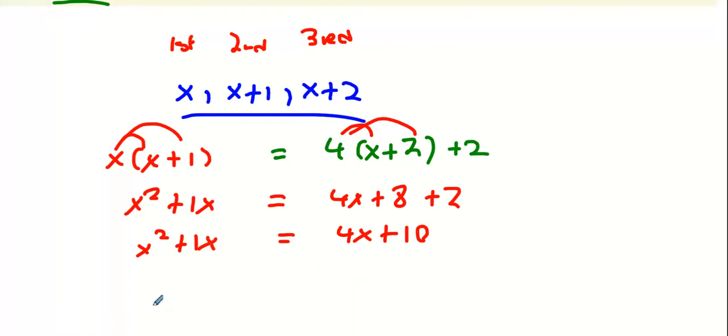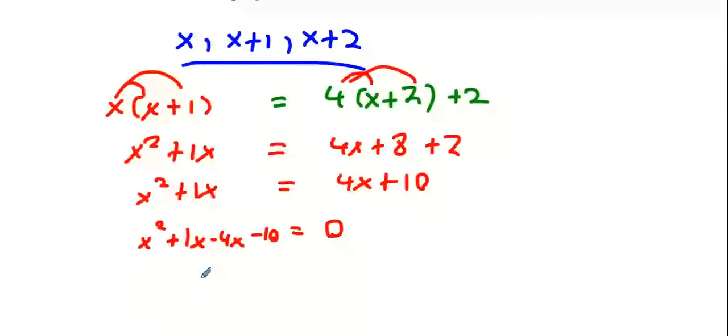Now we're going to bring everything over to one side. We're going to have x squared plus 1x. The 4x moves over to minus 4x. And then the 10 moves to the left to become minus 10, and that in turn equals 0. Next, we're going to have x squared. 1x minus 4x is minus 3x, and that's minus 10 equals 0.